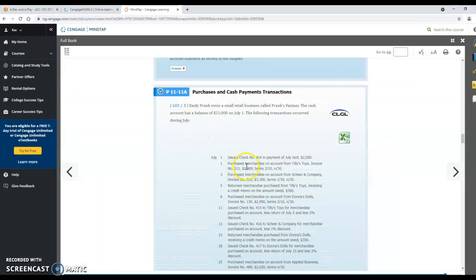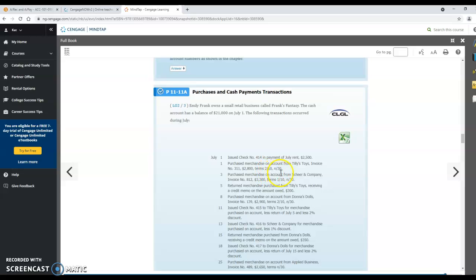The second transaction, we purchased merchandise on account from Tilly's Toys, invoice 311, 2,800. Now unlike chapter 10, we're not the final customer, so we don't have to collect anything about sales tax or pay any sales tax. That's all we've got to worry about is the 2,800.